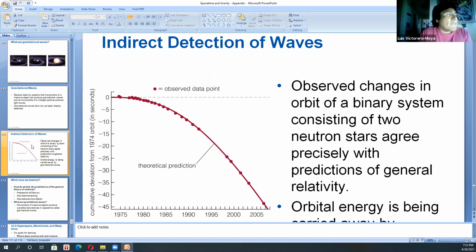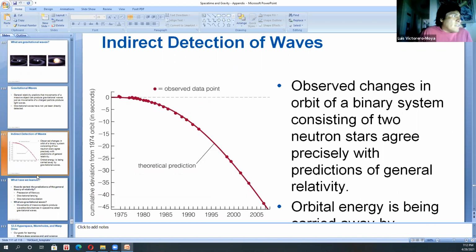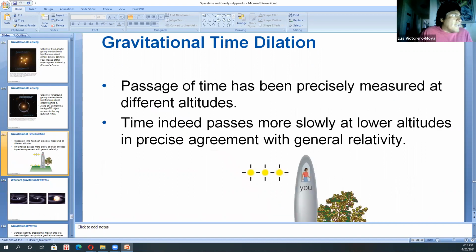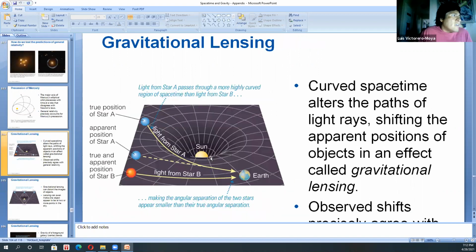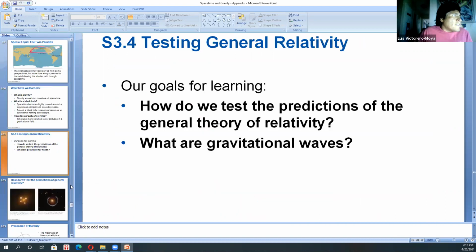So let me ask you a question. All of this was predicted by Einstein and is correct: time dilation, gravitational lensing, black holes. Why do we still call it a theory?